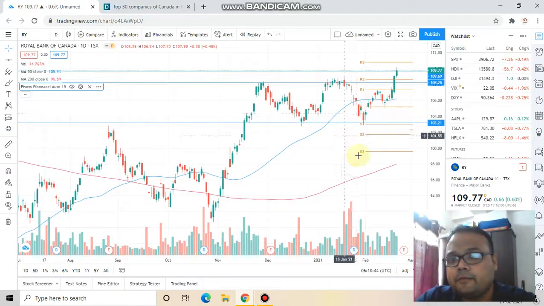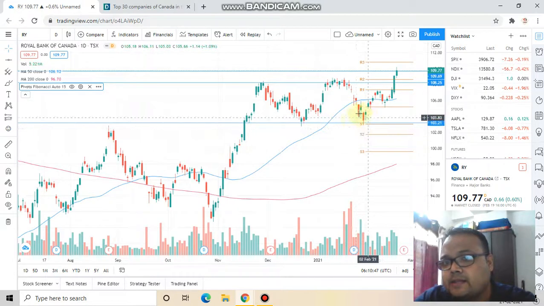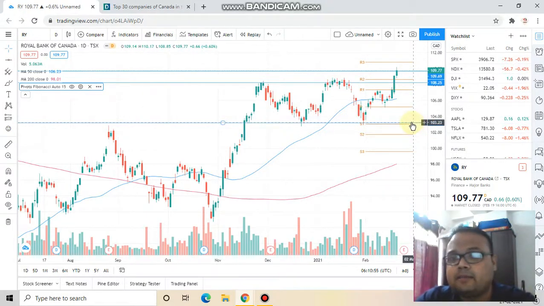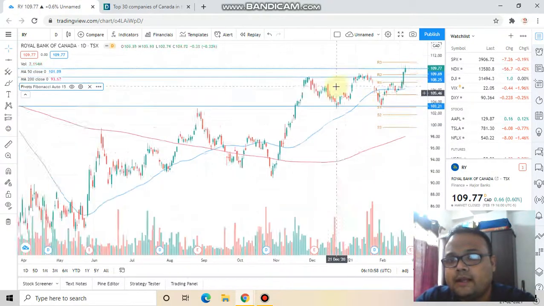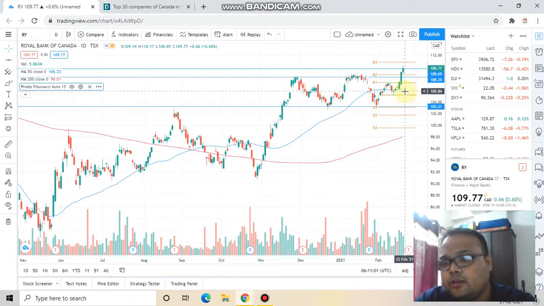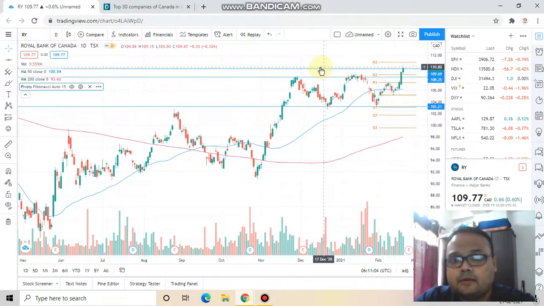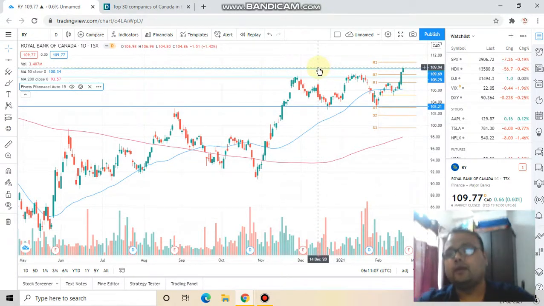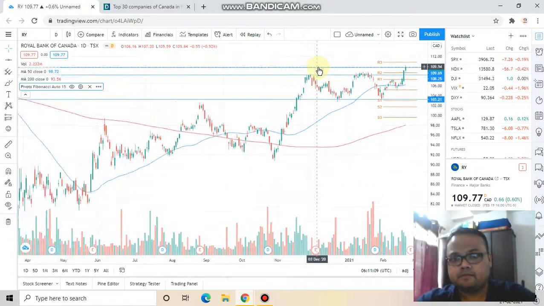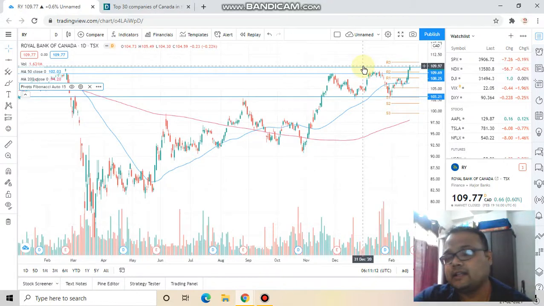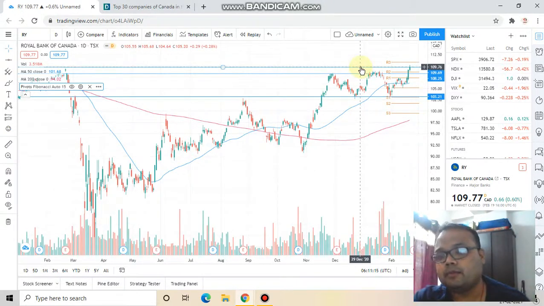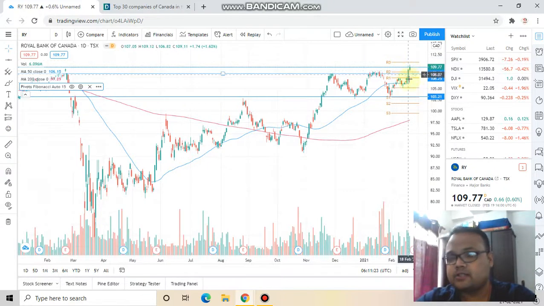Just make sure that you get a candlestick pattern like this one. If you spot a candlestick pattern like this in the future at this level, then it's a buy. But right now you just need to wait and watch how it will react. If it breaks this particular level, then it's good enough. This resistance will become the support in the future. But as of now, this resistance is still valid because this price rejection proves it very well.